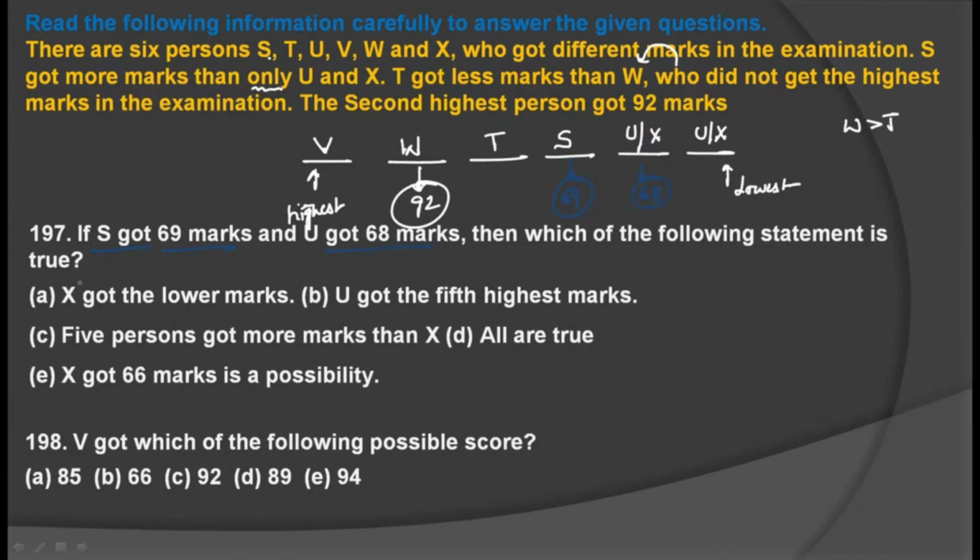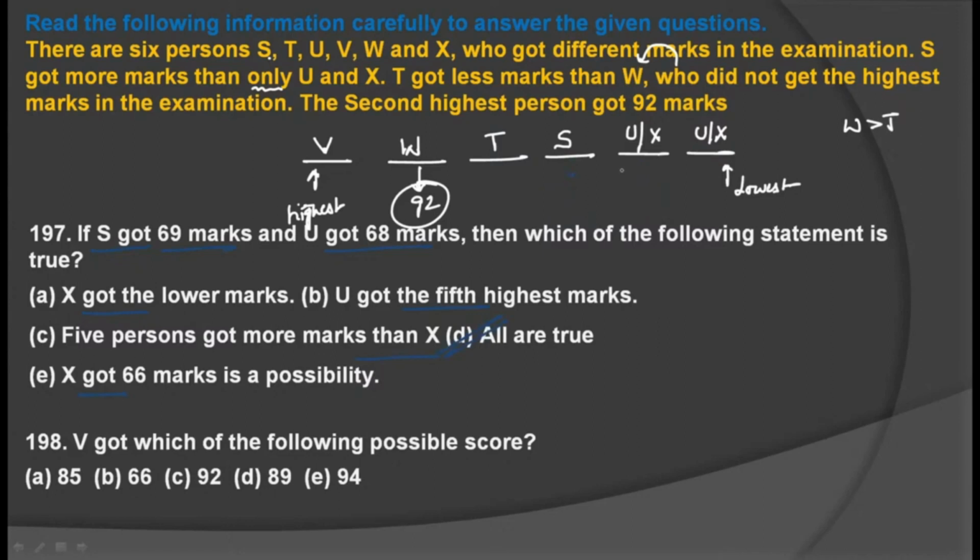Then which of the following statements is true? Guys, in this question, if you got 68, definitely X got the lowest score in this comparison. It's true. You got the fifth highest score, that is also true. 5 persons got more than X, that is also true. And X got 66, of course, may be a possibility. That's why you can choose option D.